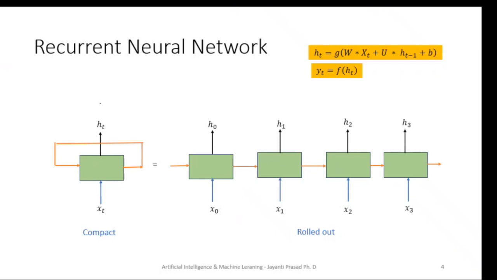There are two ways we can represent this RNN cell, the recurrent neural network. One is this compact form, as shown on the left, and the second is the rolled out form.